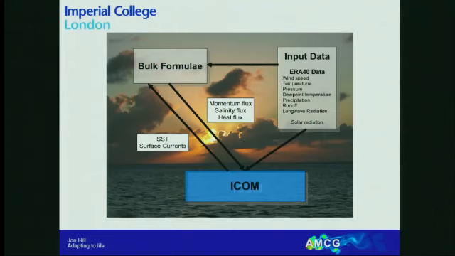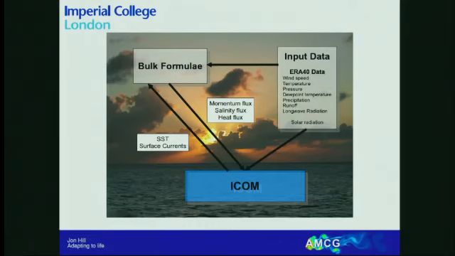This is an old slide because we still say icon. I should say fluidity now. So when I say icon, it's fluidity. Just sort them around in your head. So bulk formulae take things like wind speed, temperature, air pressure, dew point temperature, and variables from your model.